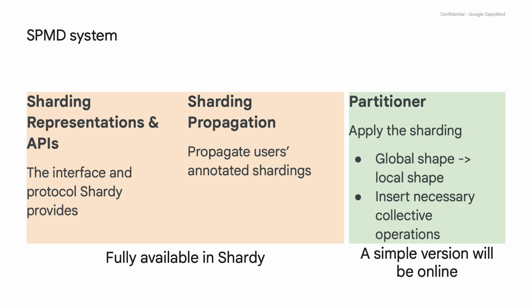The third component is the partitioner, which will apply both the annotated shardings and the propagated shardings to the communication graph. It is a transformation from the global shape to the local shape. We also insert the necessary collective operations accordingly. For example, we need to insert reshard operations, which are translated into specific collective operations such as all-gather and all-to-all.